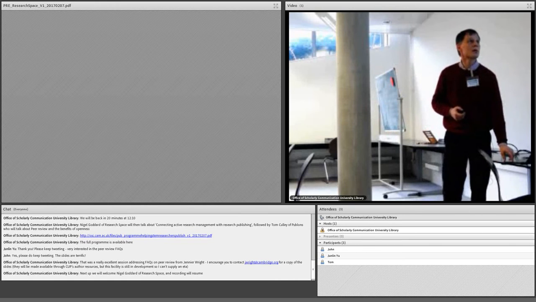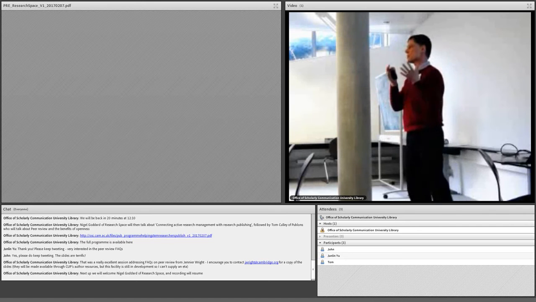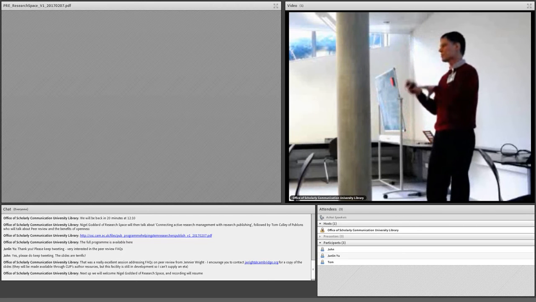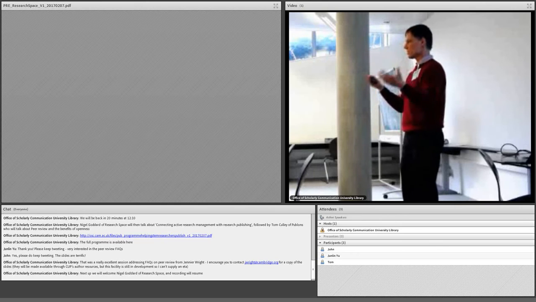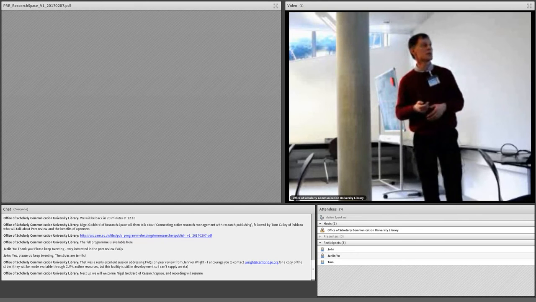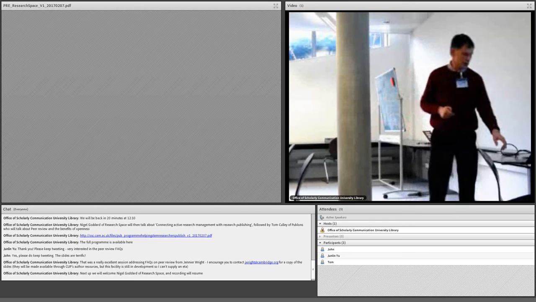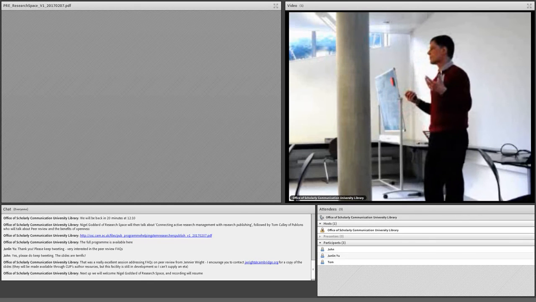So the key is connection. We see the ELN as a connectivity platform, so you can connect up all your data in a structured way, and you can then push it to other services like repositories or publications. So that means connecting to different kinds of files and exporting in a whole variety of different ways.